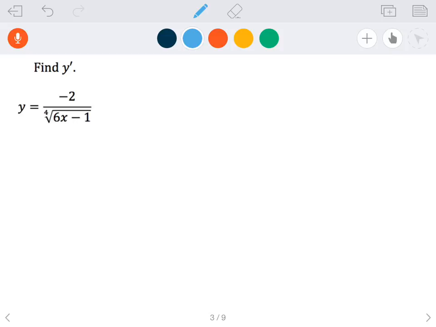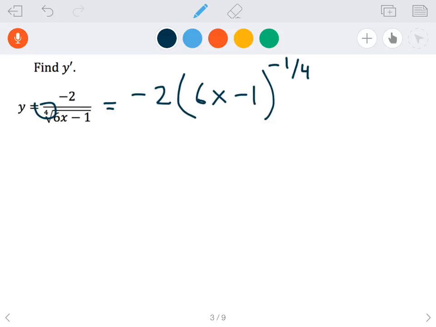Here I want to find y prime, where y equals negative 2 over the fourth root of 6x minus 1. Now before I even worry about the chain rule, I'm going to rewrite that. First thing I'm going to do is make that root a fraction, and then move it up to the top, so that'll be to the negative 1/4. So 1/4 because it was a fourth root, and then negative because I took it from the denominator and moved it up to the numerator.